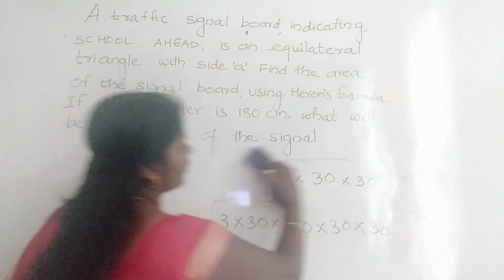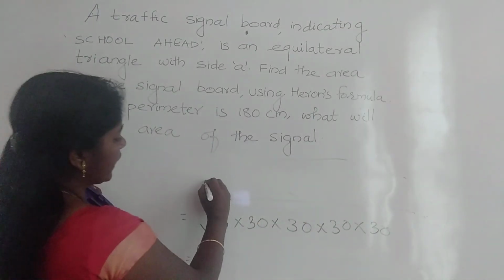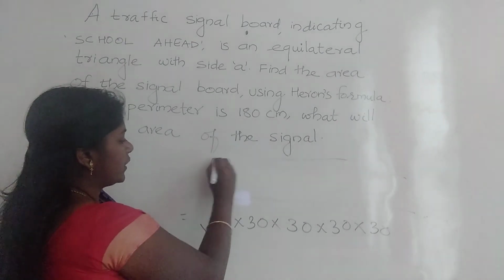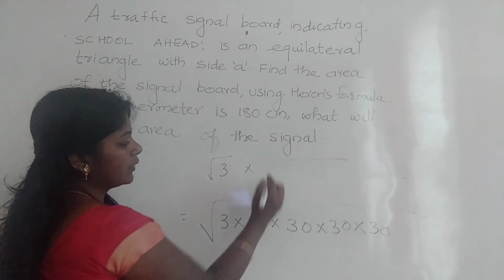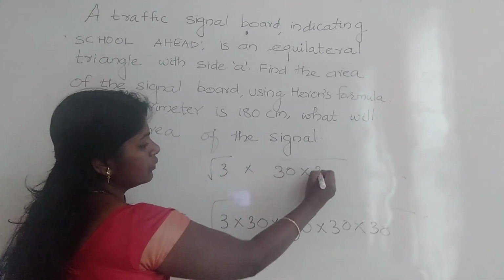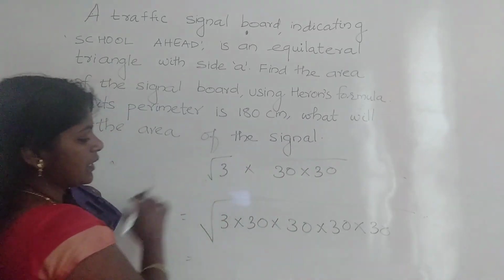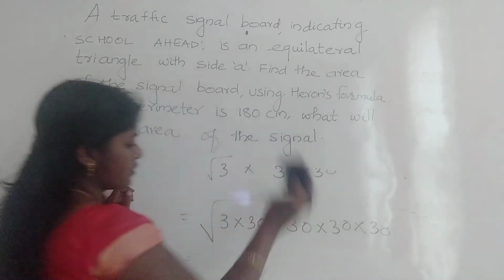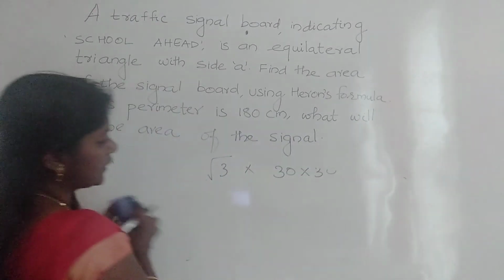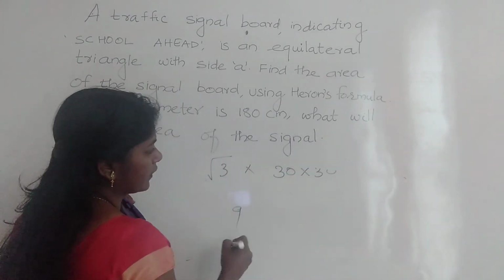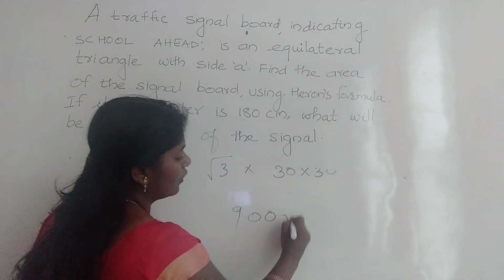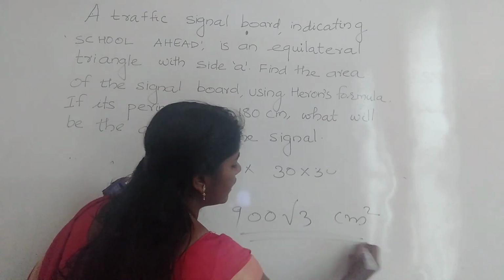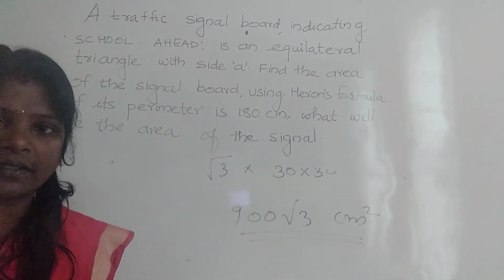So how can we write that one? When you take two 30s out, what will be the remaining inside the root? That is 3. That is root 3 into 30 into 30. Only 3 will be inside the root and the other two will come out of the root. Okay. Then 30 into 30, 900 root 3 centimeter square. It is the area of the triangle.